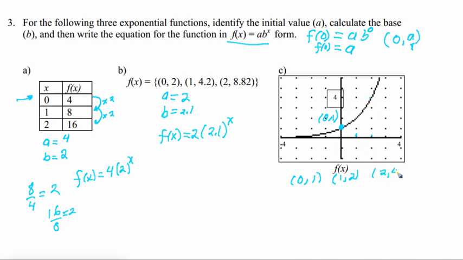That's at (2, 4). By grabbing those ordered pairs off of there, we can see again that a is going to be equal to 1. Then if we take a look at the ratio, to get from 1 to 2, we multiplied by 2. To get from 2 to 4, we multiplied by 2. So b, again, is going to be equal to 2 here. That tells us that f of x is equal to 1 times 2 raised to the x. But it's obviously not necessary to put that 1 in there, so this is just f of x is equal to 2 to the x. Either of these would have been acceptable. Okay, hopefully that helps. If not, let me know, and I will shoot it again.